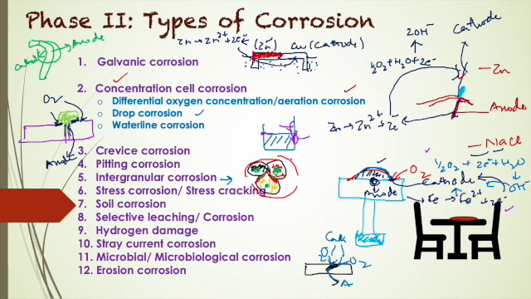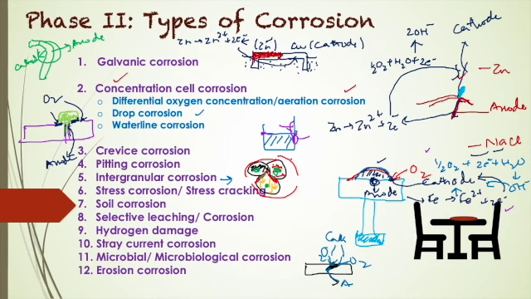This can be in the form of blisters, it can make the metal embrittle, or let's say interaction between the metal or a component of the alloy and hydrogen taking place at high temperature. So that is hydrogen damage.